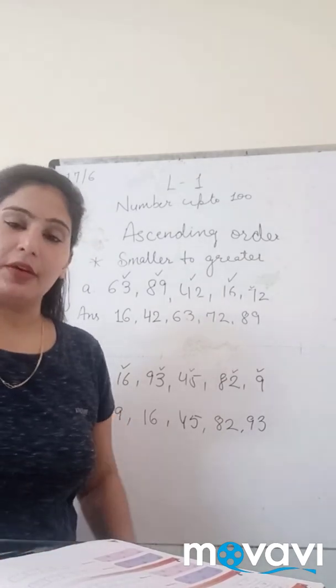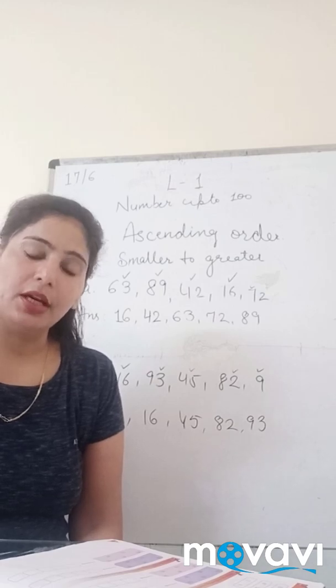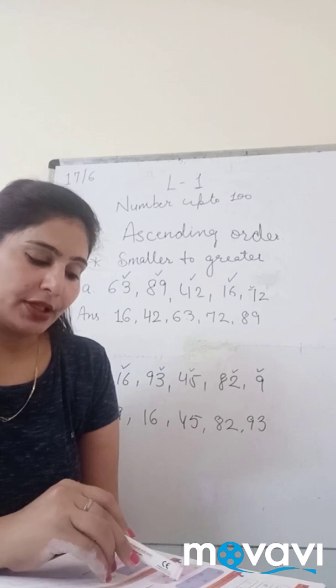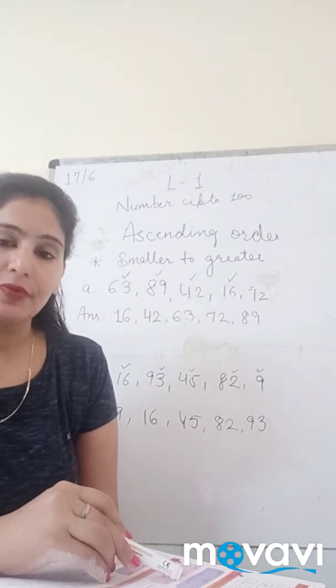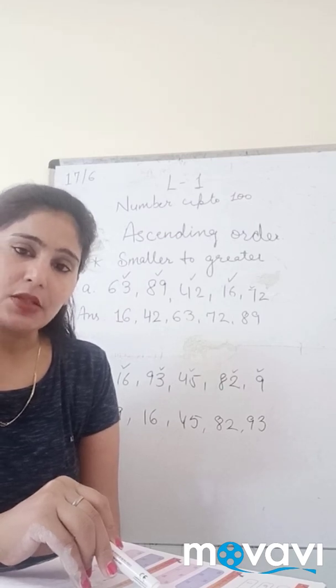On page number 8 we have two questions of ascending order, and now we will do the ascending order in our book. 83, 61, 54, 42, 37. So the first number which is smaller is 37. So I'll write 37 in the first block.